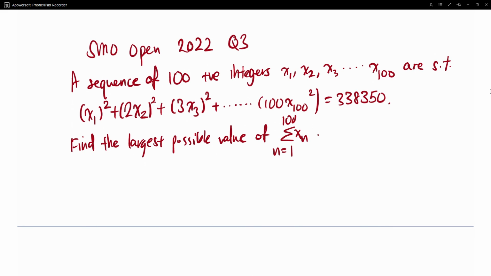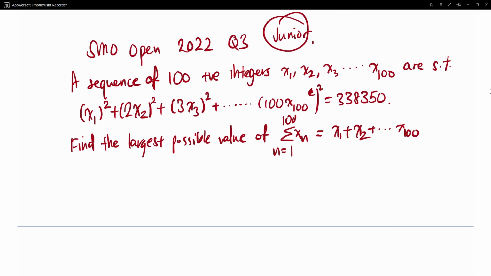SMO Open, actually the Q3, so right after Q2. It tells us, again very easy, someone from junior can solve this if he has the right techniques. Let's look at this. A sequence of 100 positive integers from x1 to x100 are such that this sum is equivalent to 338350. Find the largest possible value of this expression, which, if you listen to the sigma notation, is simply x1 plus x2 all the way to x100.